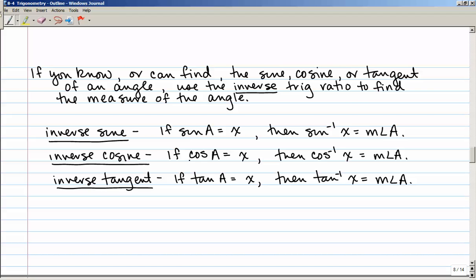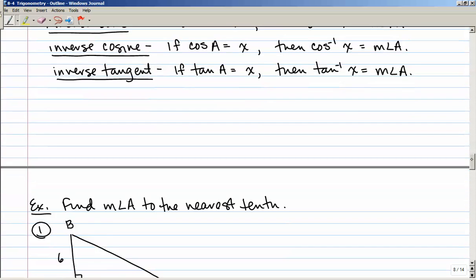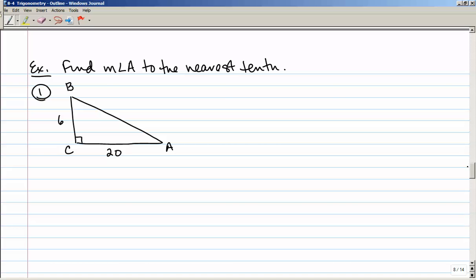Okay? If cosine of A is equal to x, if I know the cosine of angle A, then to find the measure of angle A, I'm going to do the inverse cosine of x. And the same thing for tangent. And you'll find these inverse buttons right above the regular sine, cosine, and tangent buttons. Just hit second and then sine to get inverse sine. So let's do a couple examples here.